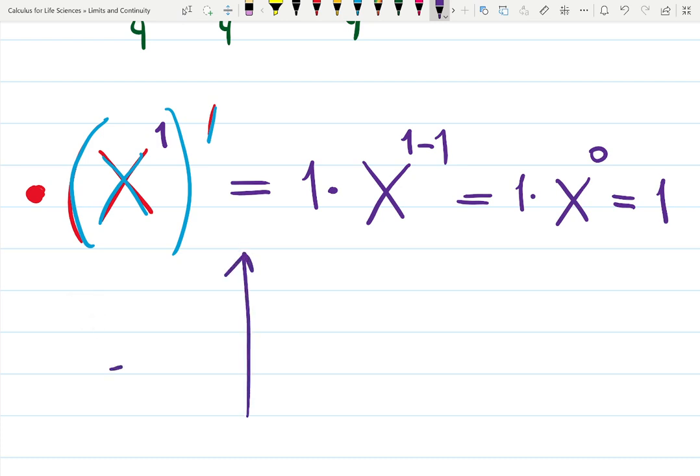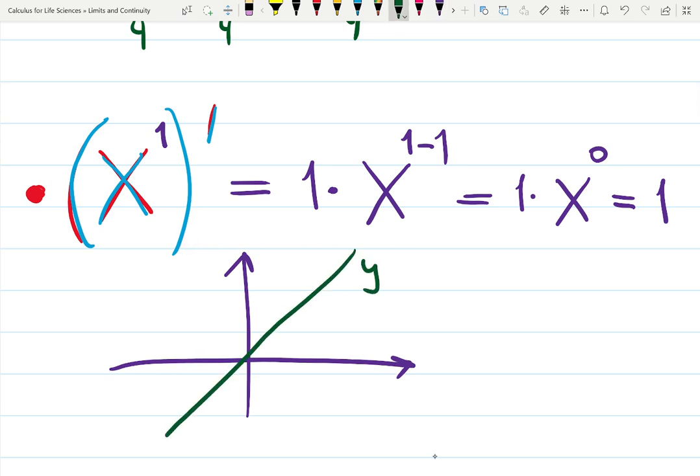That makes sense from this point of view, so the power rule still works. From the point of view of the graph, it also makes sense. If you draw a line, y equals x.